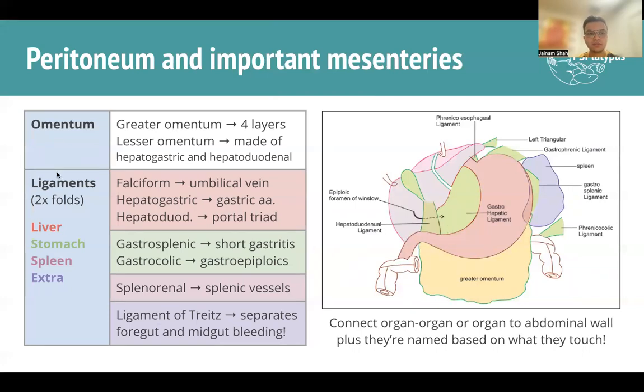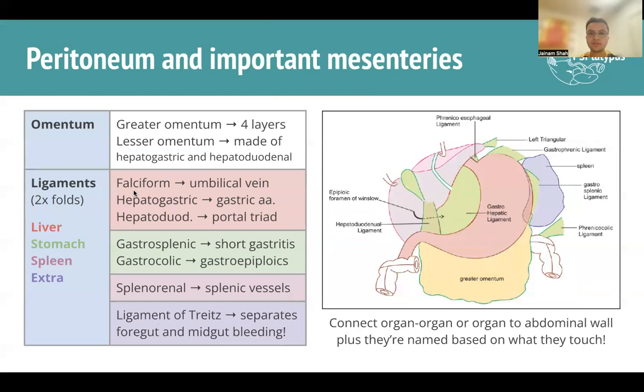With regards to the actual ligaments themselves, these are just folds that have occurred twice. So instead of 4 times or 5 times, it's only twice. And each organ has its own ligaments attached to it. So I've kind of tried to color code it as best as I can. And these are not all the ligaments, but they're the main ones that can be examined.